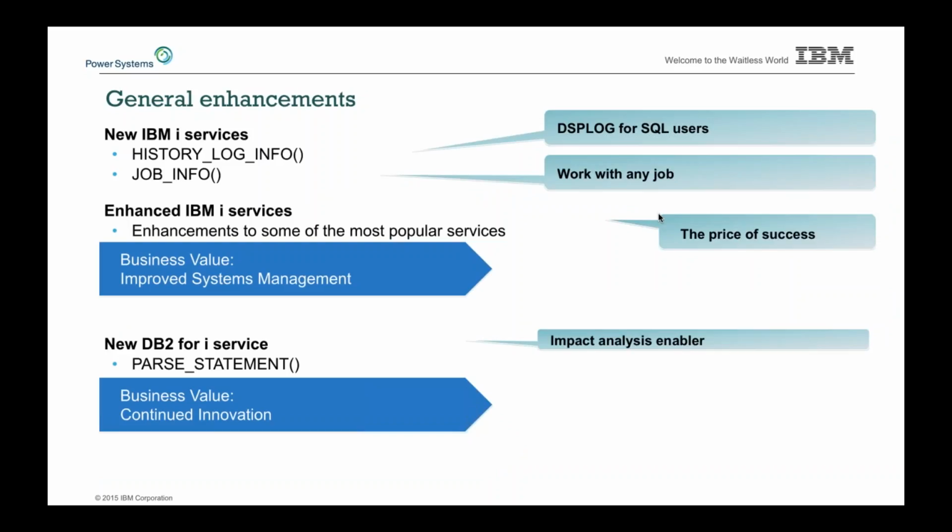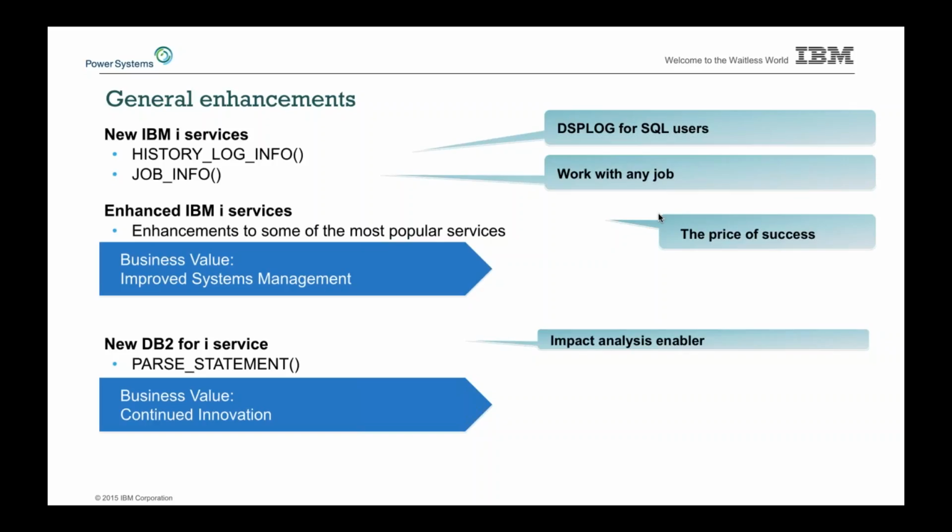We continue to focus on our IBM services. We have two brand new services this release, our history log info and job info. Great new services to allow you to get at job information or your history information, but then be able to leverage SQL to sort through, filter, and find what you're looking for. So these are significantly faster or more interesting ways to get at the same information that you might have been able to get at before with a CL command or an API.